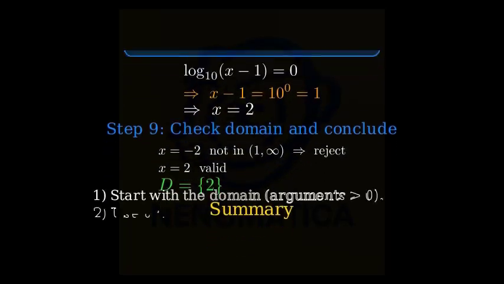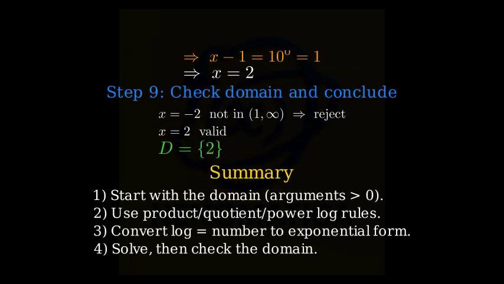Summary. For logarithmic equations, always: 1. Enforce the domain by requiring arguments to be positive. 2. Use log properties to combine or separate terms. 3. Convert to exponential form when a single log equals a constant. 4. Solve and then check candidates against the domain.